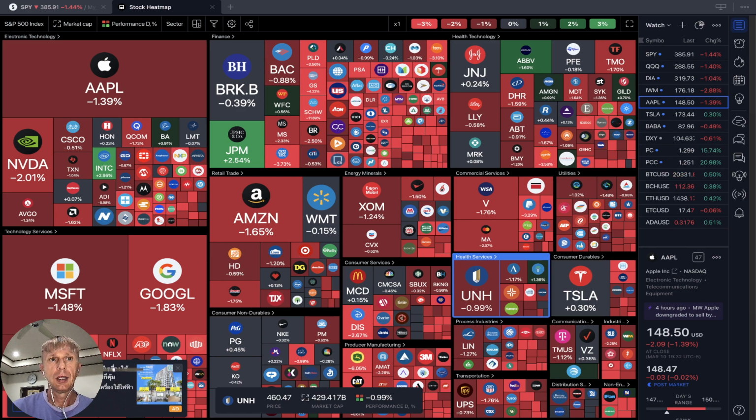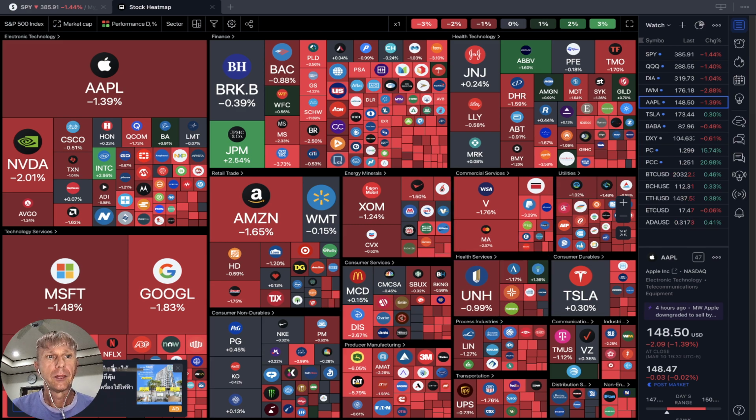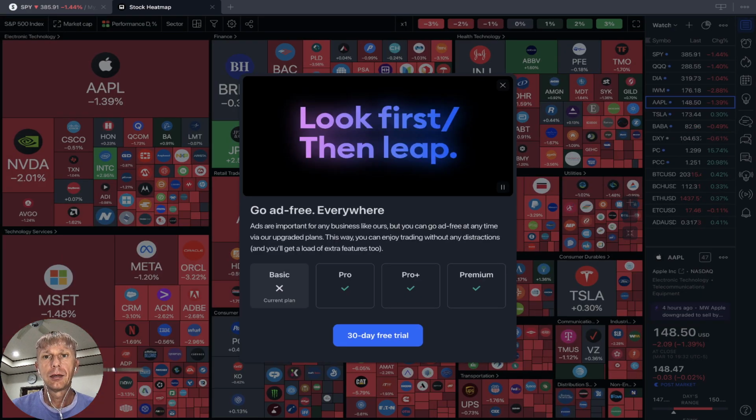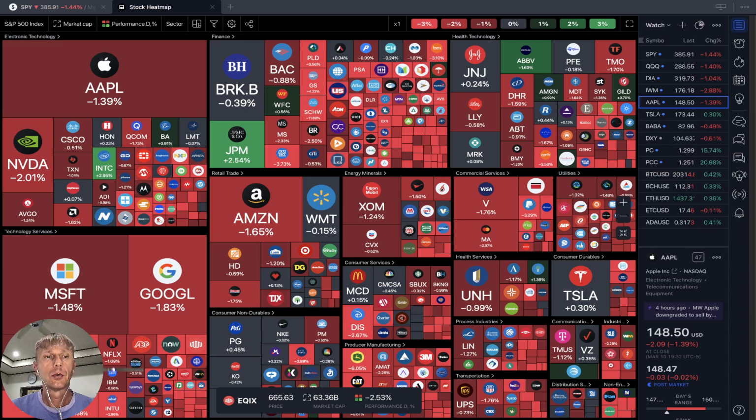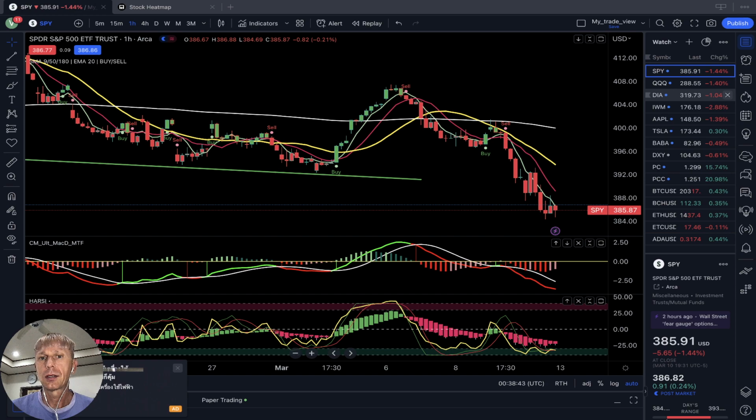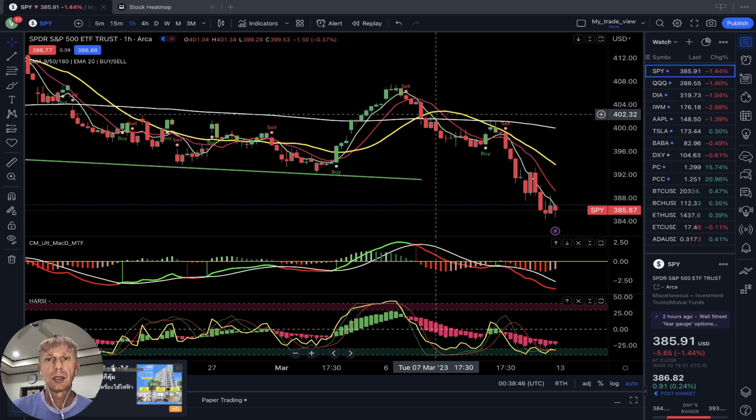Okay, it's a stock heat map. Another red day, another blood day. Very red, very negative. Let's move to our watch list. Okay, let's start. Let me briefly mention my setup.